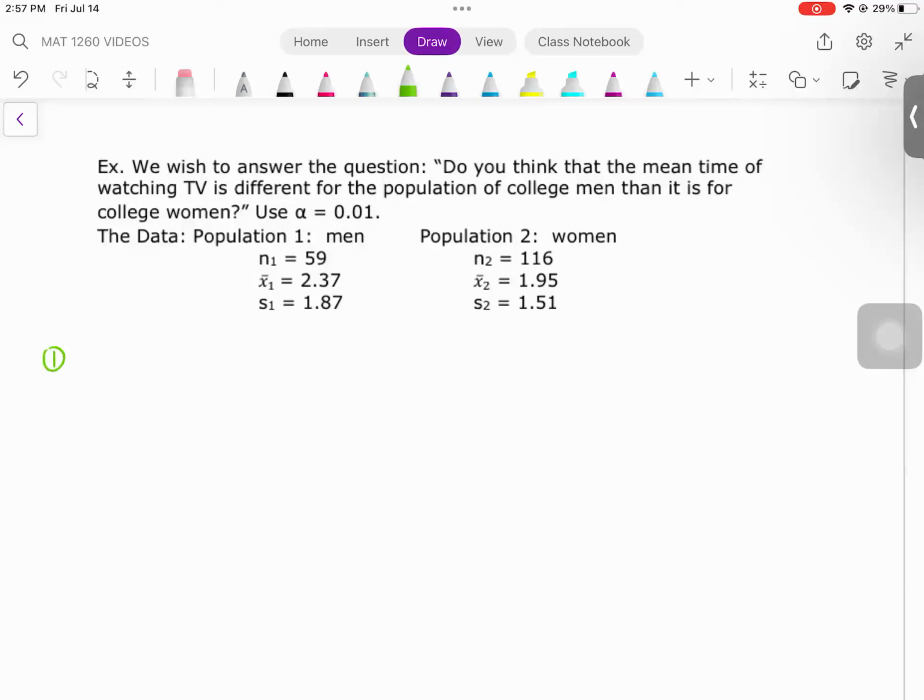So our first step, we're going to state our null and alternative. The null hypothesis is that the means are equal. Mu1 equals mu2. And then the alternative, we're just determining if there's a difference. So mu1 is not equal to mu2. Step 2, alpha is 0.01.